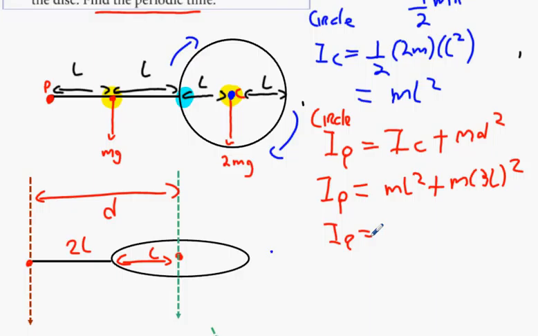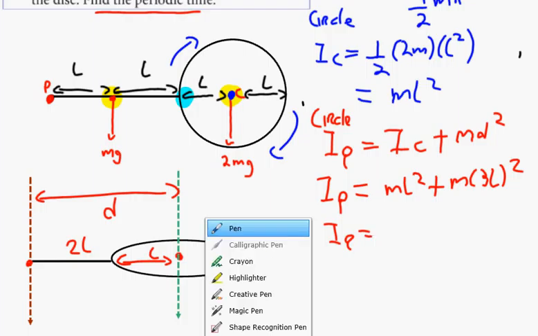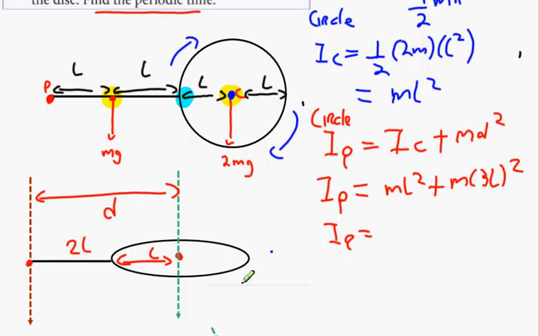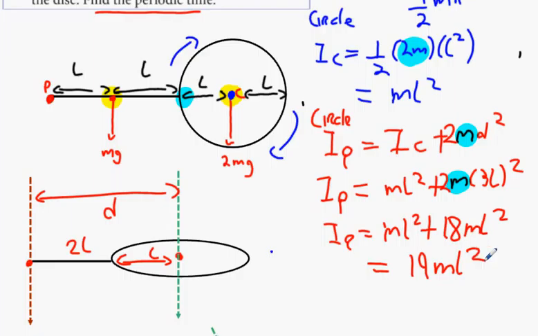I always do this. Somebody tell me what I did. The mass is 2m, not m. Where's the last one? The last one's good because I used 2m. This one, however, was meant to be a 2m, not an m. So what we're going to get is 2m times ml squared plus 18 ml squared, which would give me 19 ml squared. Everybody alright with that?